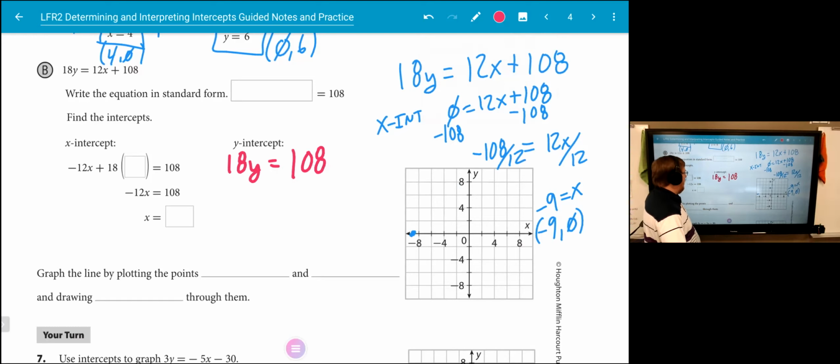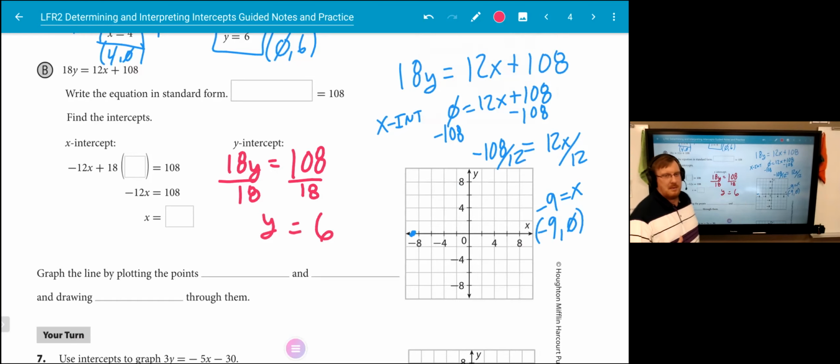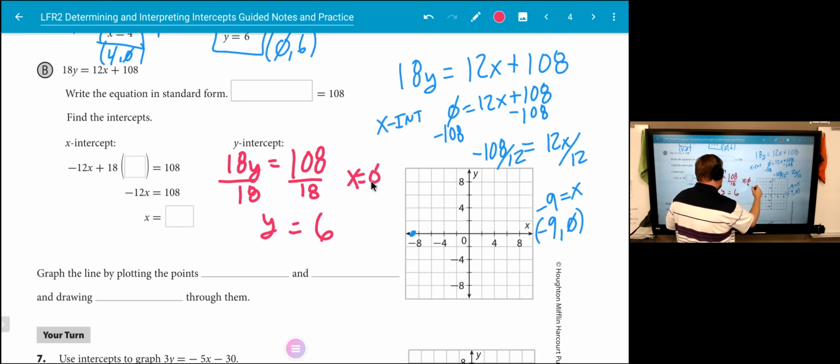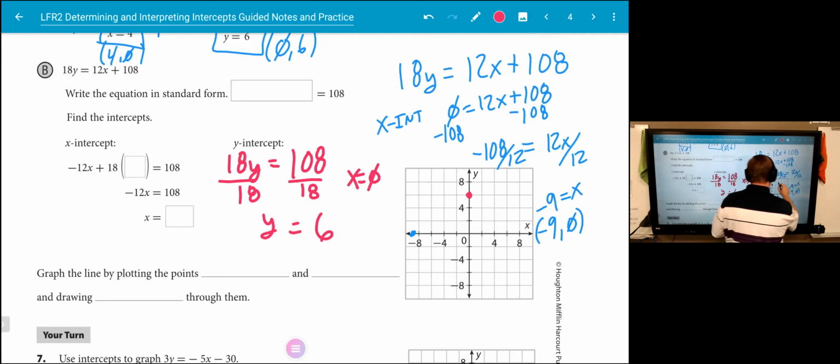If I divide both sides by 18, y equals 6. How did I come up with that so fast? 6 times 8 is 48, 6 times 10 is 60, and you add those together, you get 108. So this is when x equals 0. So x is 0, y is 6. I'm going to draw my line through these two points, and I have graphed it.